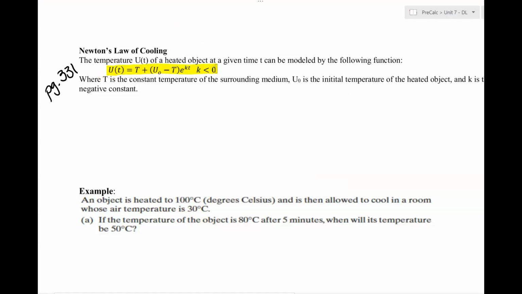U of T equals T, where T is the constant temperature of the surrounding medium. U naught is the initial temperature of the heated object. And K is, again, a constant. But for cooling, it's our negative constant because we're cooling, so the constant is decreasing. Yes, you guys, the formulas will be given to you on the quiz. So be comfortable with them, understand what all of the variables stand for, how to use them, and so forth. But I will give you all of the equations.